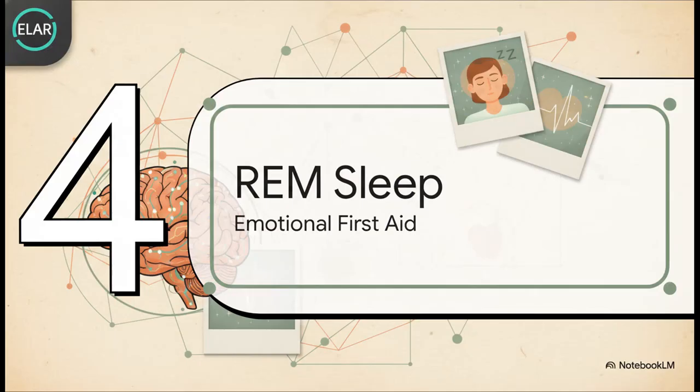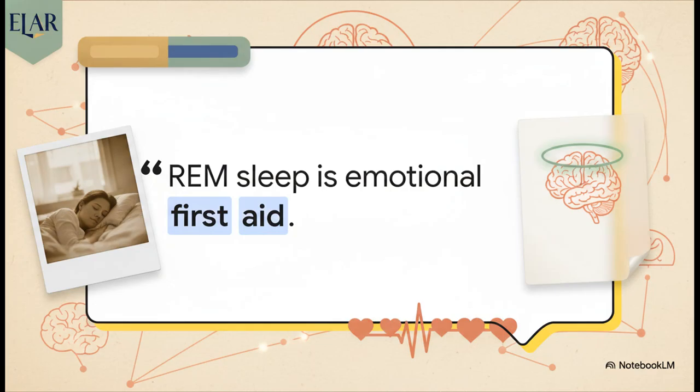Which leads us to the final stretch in Section 4, REM sleep, the emotional first aid and the paradoxical storm of neural activity. As we enter the final third of the night, we hit REM sleep. This is a totally paradoxical state where your muscles are virtually paralyzed, but your brain looks completely awake. Dr. Matthew Walker beautifully coined this emotional first aid.